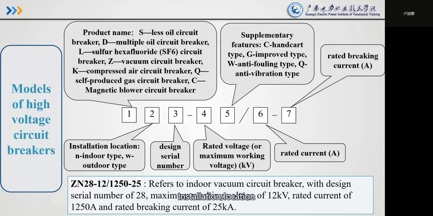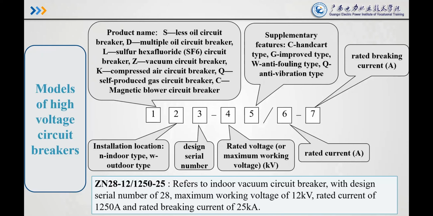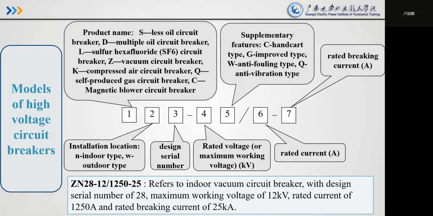Number two, installation location. N means indoor type. W means outdoor type. Number three, design series number. Number four, rated voltage or maximum working voltage. Number five, supplementary feature. C means heavy-duty type. G means improved type. W means anti-pollution type. Q means anti-vibration type. Number six, rated current. Number seven, rated breaking current.